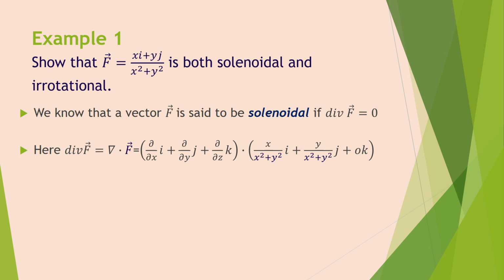Here (xi plus yj) divided by (x square plus y square). Let me split it as x by (x square plus y square) i plus y by (x square plus y square) j plus 0 by (x square plus y square) k. So the i component is x by (x square plus y square), the j component is y by (x square plus y square), and the k component is 0. So let me take the dot product.